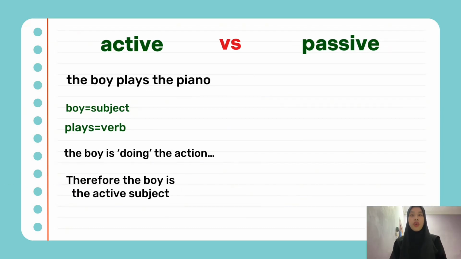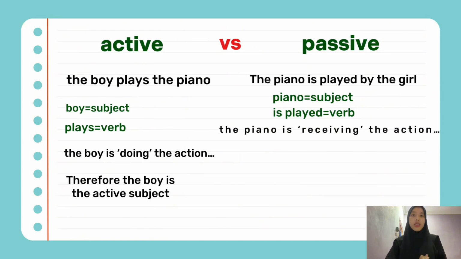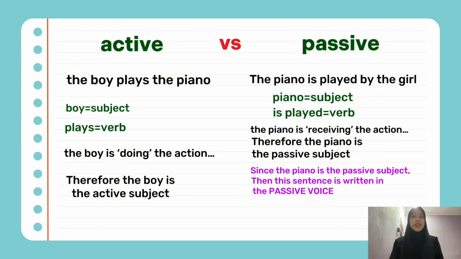For the passive voice: the piano is played by the girl. The subject is piano and the verb is play. The piano is receiving the action. Therefore, piano is the passive subject. Since the piano is the passive subject, this sentence is written in passive voice.